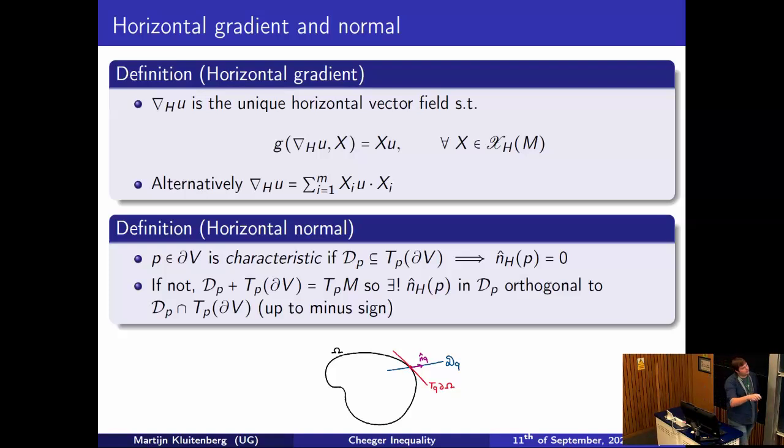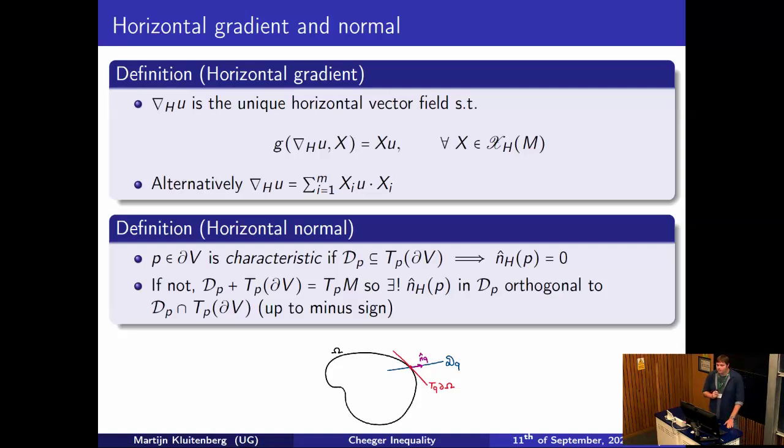So these characteristic points are quite bad. But then what we do is we set the normal just to 0. And sometimes you can ignore problems that come from characteristic points and sometimes not. But okay, we have to do something. And in the other case, when the distribution is not completely inside of this n-1 dimensional subspace, you know that together they have to span the tangent space.